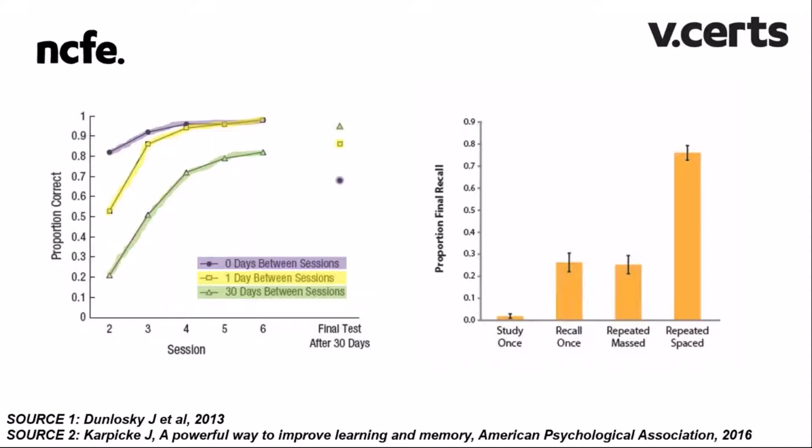So studying something just once without any recall produced an average of like 1% performance. Recalling at least once performed better. We can see it's just shy of 30% there, 25% to 30%.